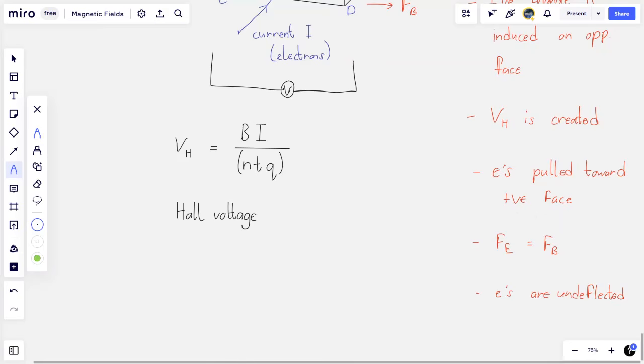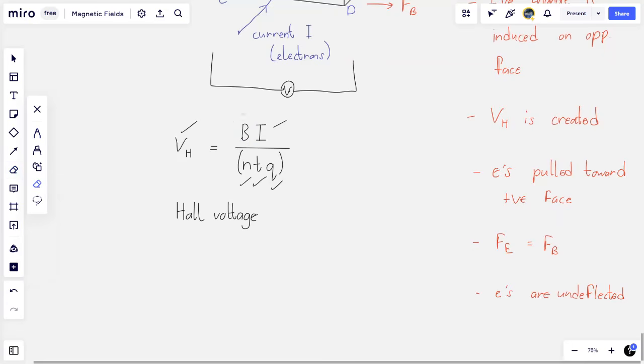Now the reason why we go through all this trouble is, if you look at this equation, if I connect a voltmeter and I find VH, and I know the current I, the number density of charge carriers if I know the material, which is known for every material, the thickness is also known, and the charge of the electron is also known. What that means is I can use that to find the flux density. It is the most used method of finding the magnetic field for an unknown field.